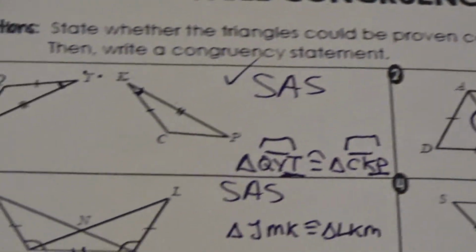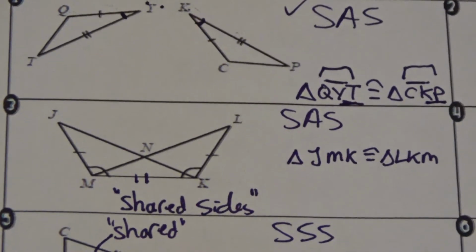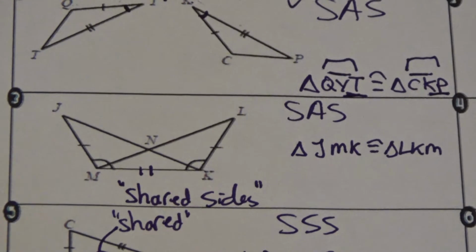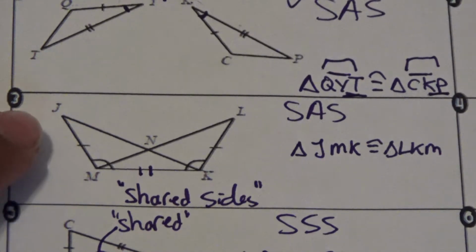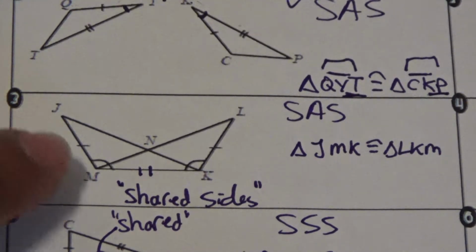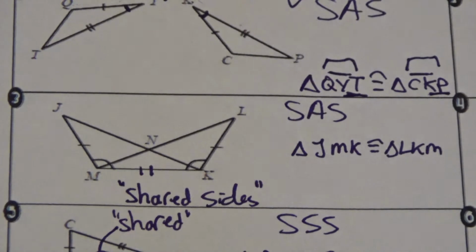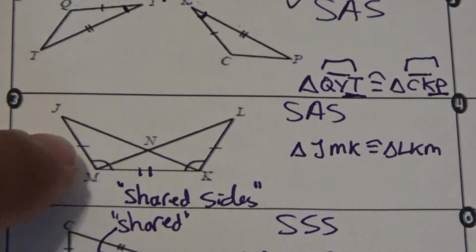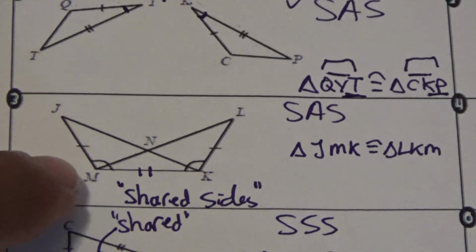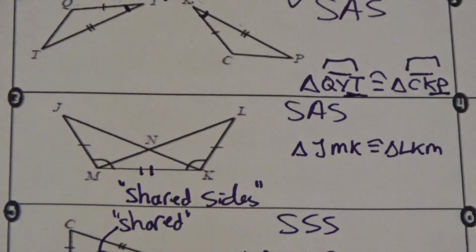Alright, I'm going to move on to example 3. This one is by side, angle, side, just like number 1. Now, what's given to you is that one tick mark over here. JM is congruent to LK, and I also know that you've got a congruent angle M and angle K.